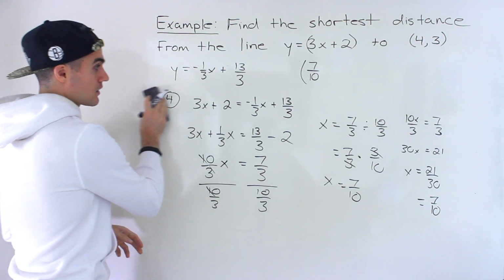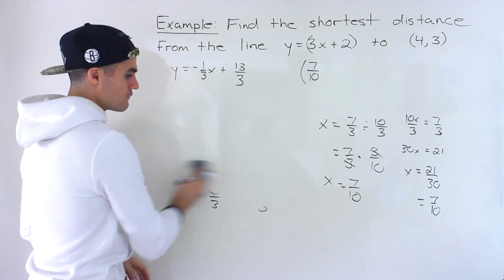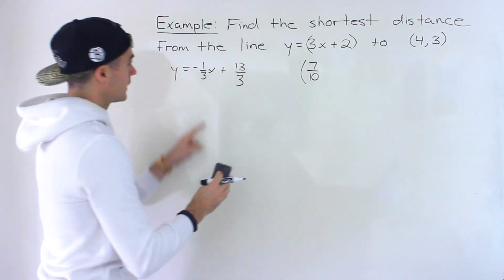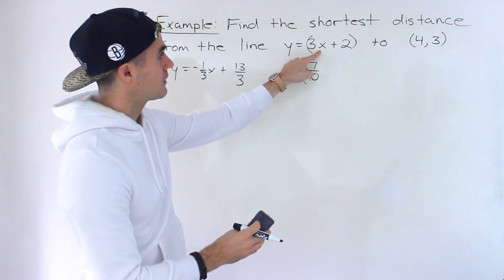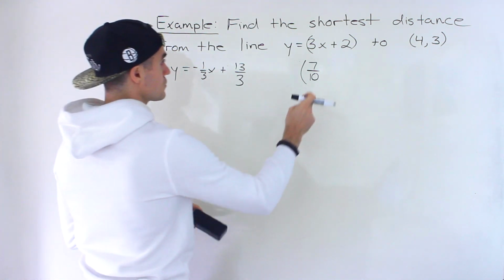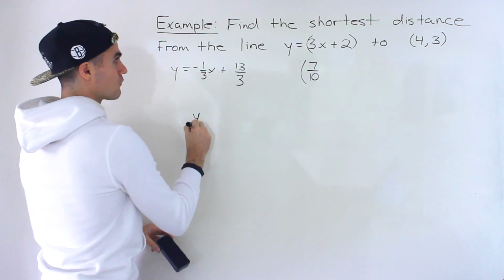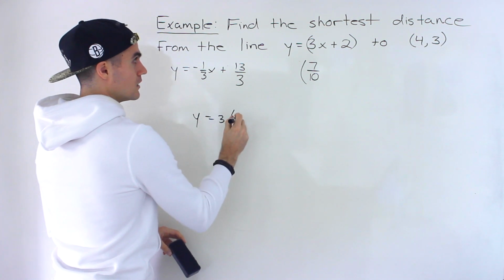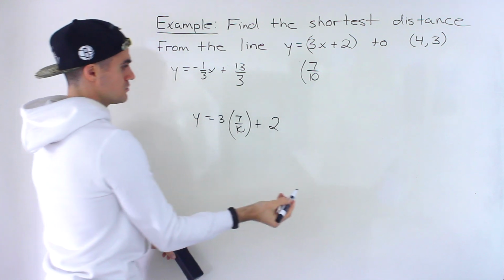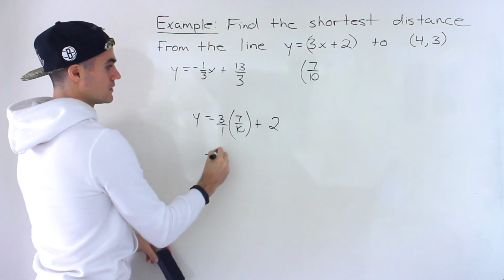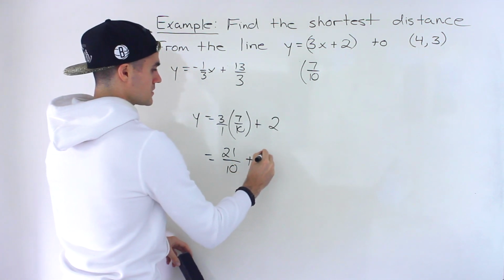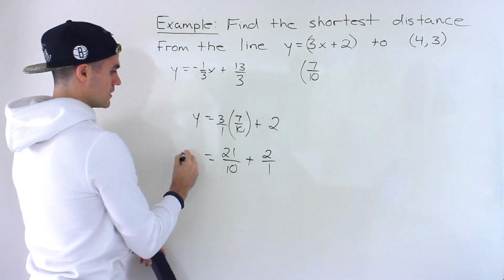And then from here, we've got to find the y value, the corresponding y value. You could take that x value and plug it in here, or you could plug it in here. The y value should be the same for both. I'm going to plug it into this one. So we'll have y equals 3 bracket 7 over 10 plus 2. It's like 3 over 1. 3 times 7, 21. 1 times 10 is 10. Plus 2, this is going to be like over 1.